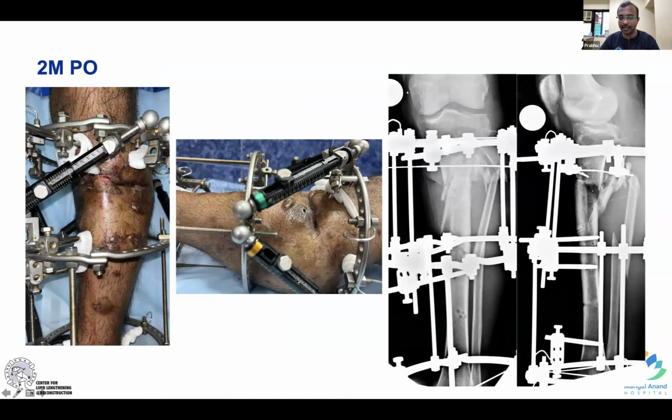We can see the wound is completely healed. On lateral view, we can see invagination of the skin, but on X-rays, there is a good amount of bone-to-bone contact.